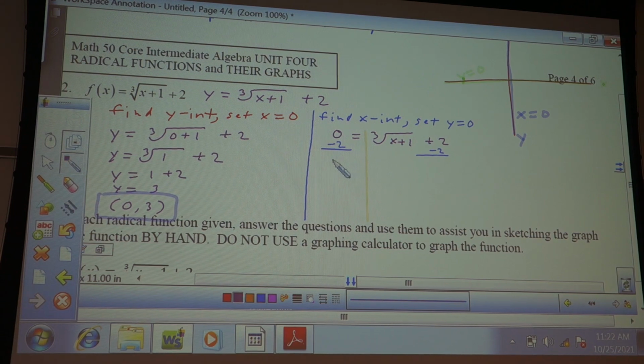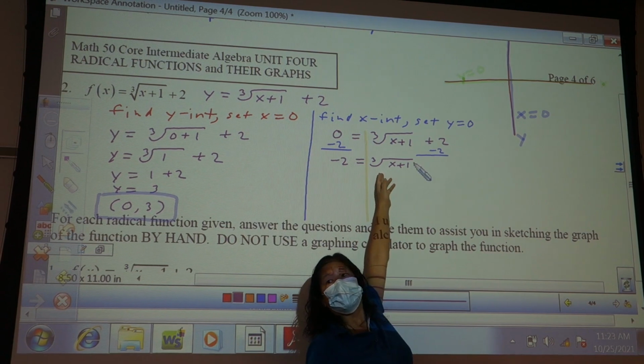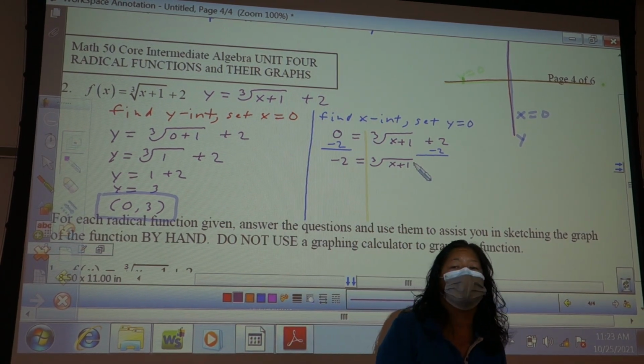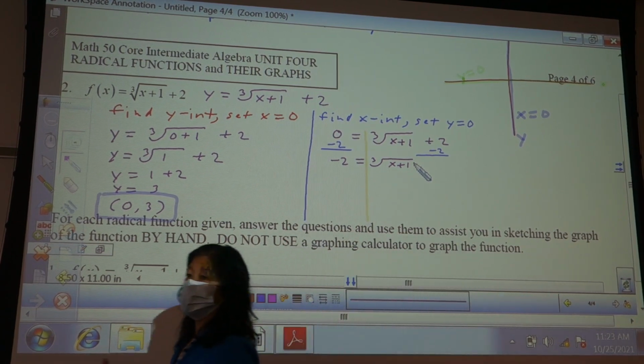So I get -2 is equal to the cube root of x plus 1. Okay, now we have our radical all by itself. How do we undo the radical? Square it. Yeah, almost. Or cube it. Cube it, right. How do you undo a cube root? You cube it. How do you undo a square root? You square it. This is a cube root, so we're going to cube it.